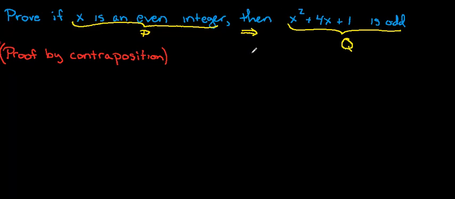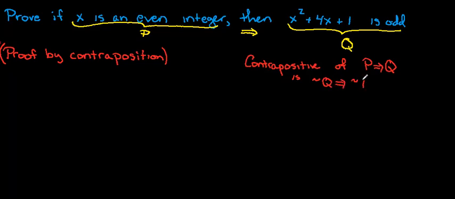Now just to review, if we have an original statement of the form if p then q, the contrapositive of that statement, so the contrapositive of something like if p then q, or p implies q, is not q implies not p. And you might recall that these two expressions are equivalent. So the original statement, p implies q, and the contrapositive, which is not q implies not p, are logically equivalent.